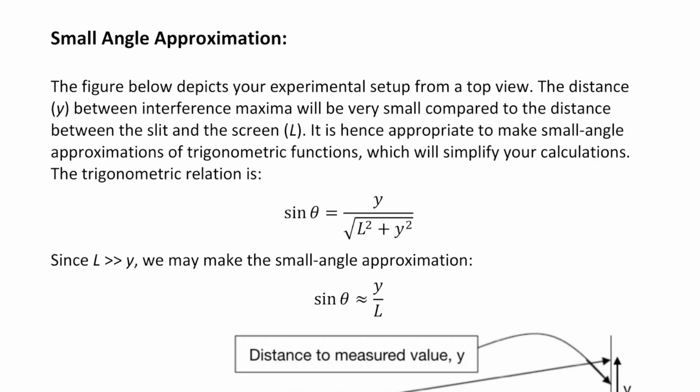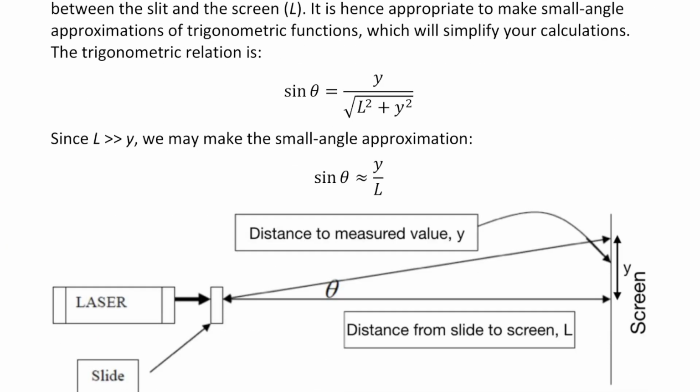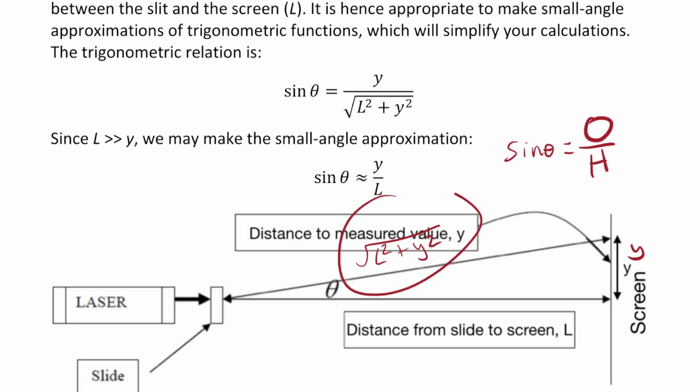All right. And so the lab talks about how we can relate sine theta to the distance between a maxima on the screen, and also the distance from the screen to the laser. Generally the equation is y over the square root of L squared plus y squared, and that's because we have y here, and then this is the square root of L squared plus y squared, just using the distance formula. Sine theta is opposite over hypotenuse. Our opposite is y, our hypotenuse is the square root of L squared plus y squared, and we get y over the square root of L squared plus y squared.